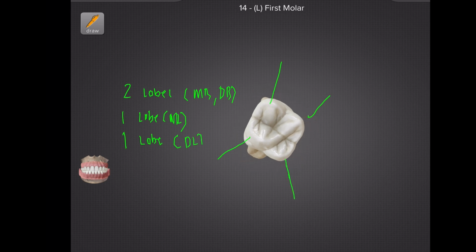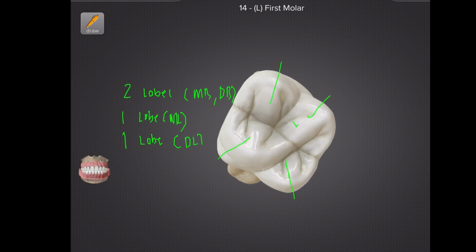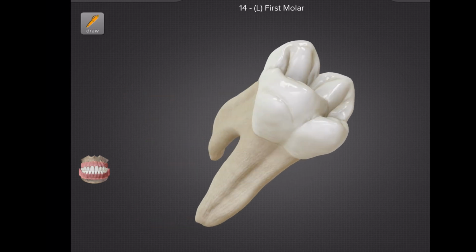And lastly, one rudimentary or extra or accessory lobe, which is called the carabelli. Okay, where is it? I cannot see it, Doc. So here it is. It is one of the distinct characteristics of your maxillary first molar.